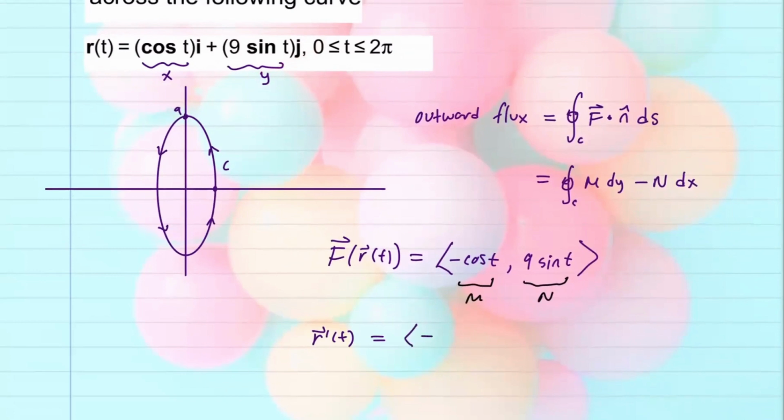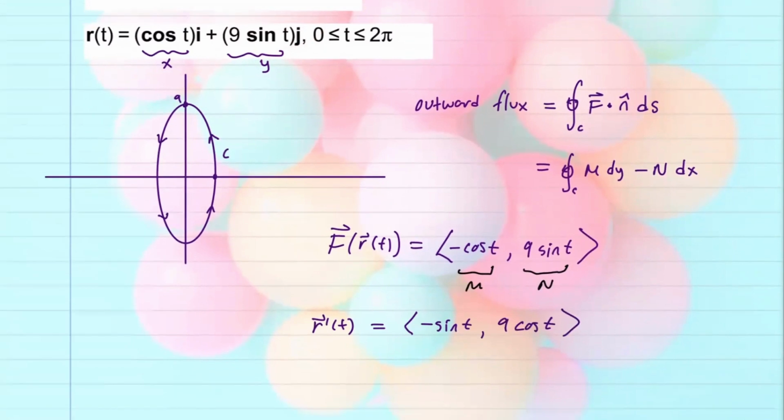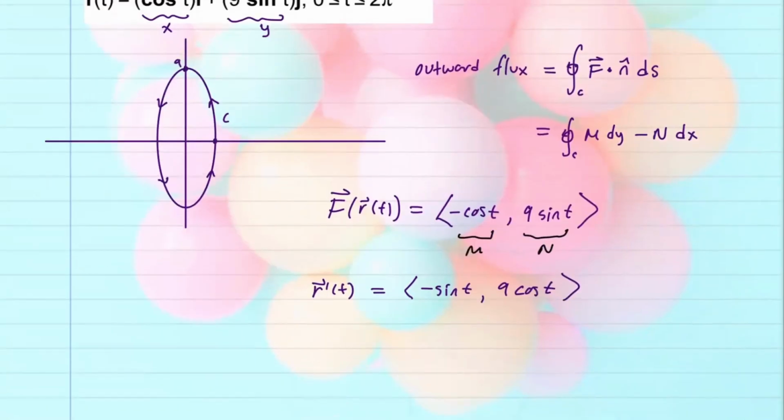So this will give you negative sine of t. And for the second component, we'll have 9 cosine of t. So those are the derivatives. And here again, you pick your components. This will be dx/dt, so I'm just going to write dx, and this will be dy. And now we're ready to use the formula.